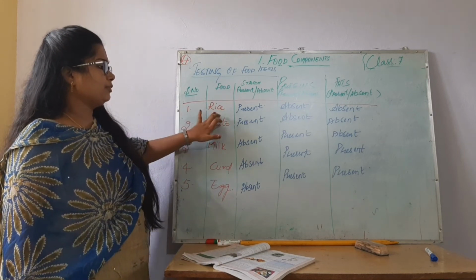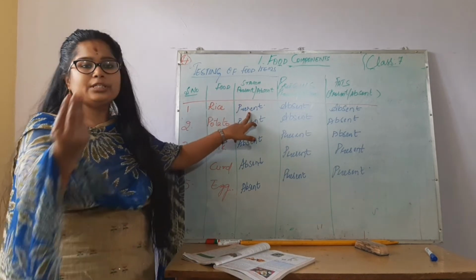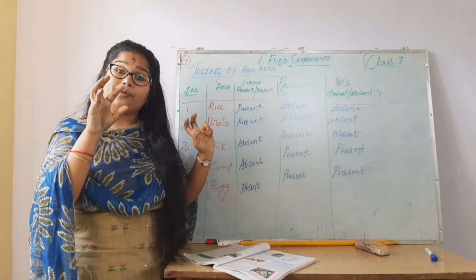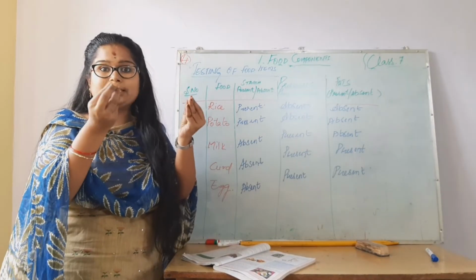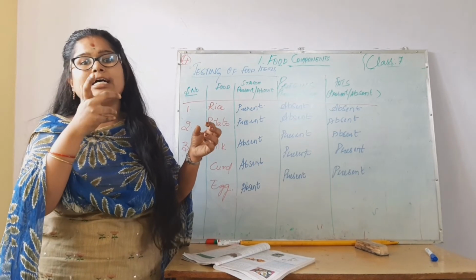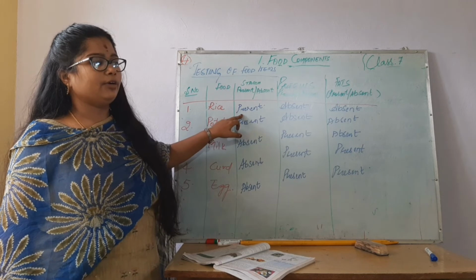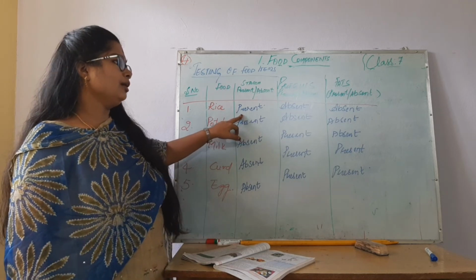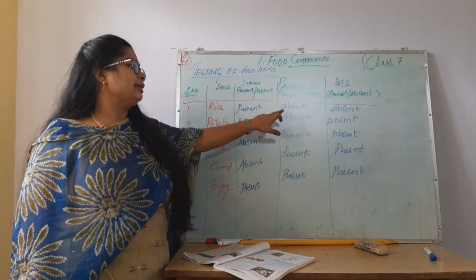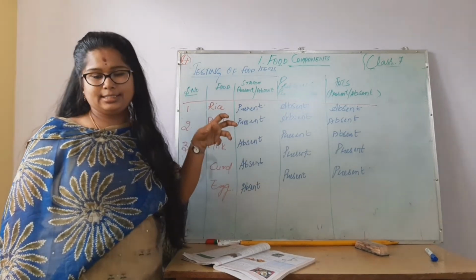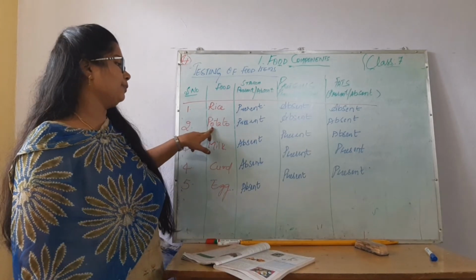Rice: if you touch the rice, the stickiness will be more, which indicates the presence of starch. In potato also, you can see the stickiness, which says that it has starch. So the iodine solution turns dark blue or black. In these, proteins and fats are very few, so you can say they are absent. In potato also, the same.